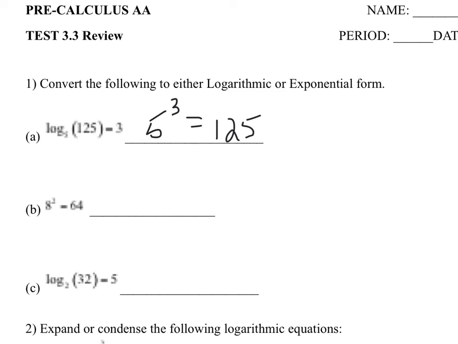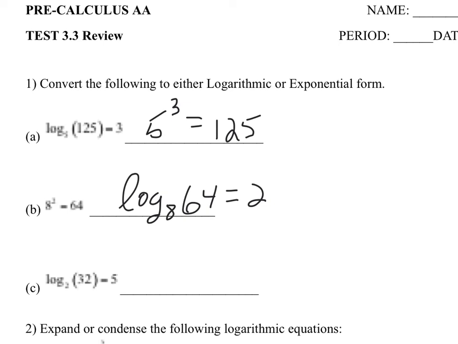All right, B, keep the base, the others change place. Here I have an exponential and I need to convert it to a log. So I write log base 8, the others change place, of 64 equals 2. Log base 8 of 64 equals 2.